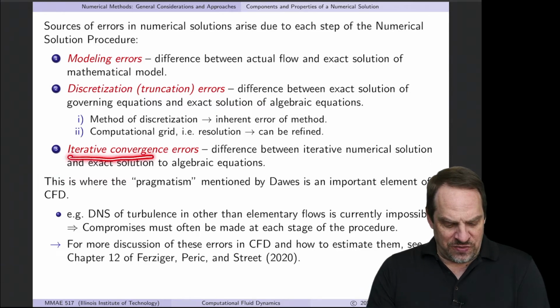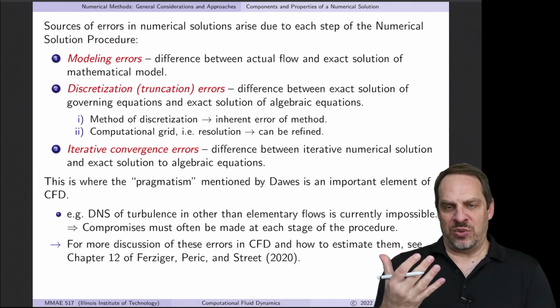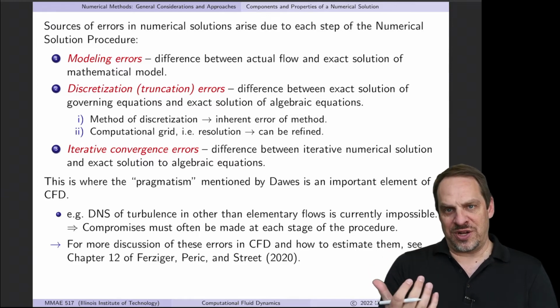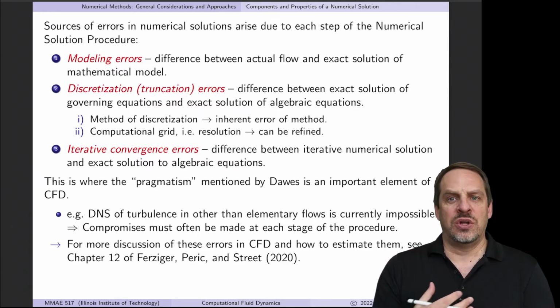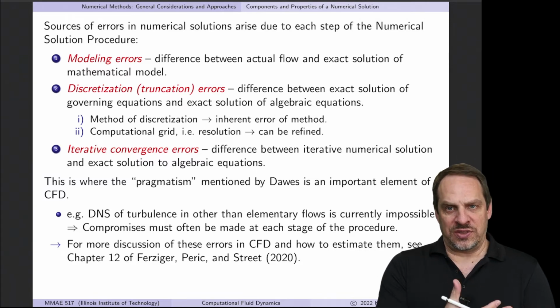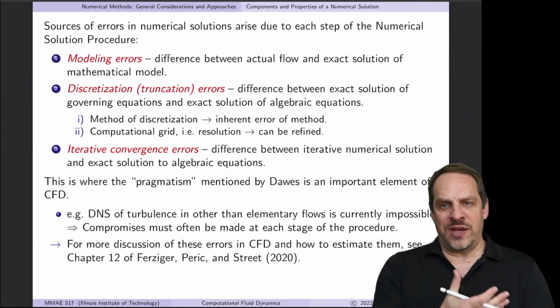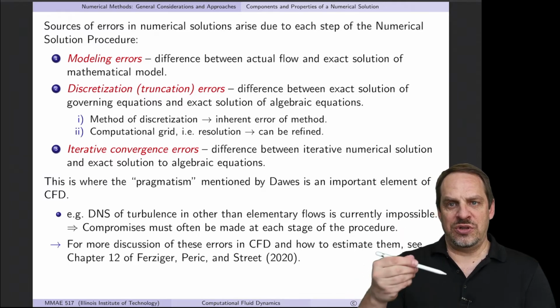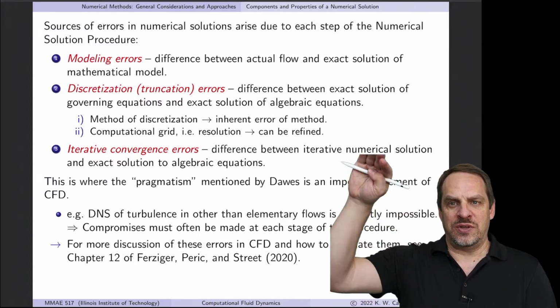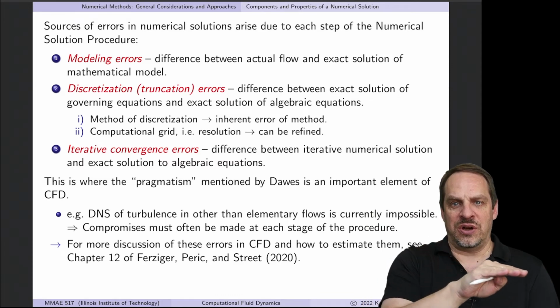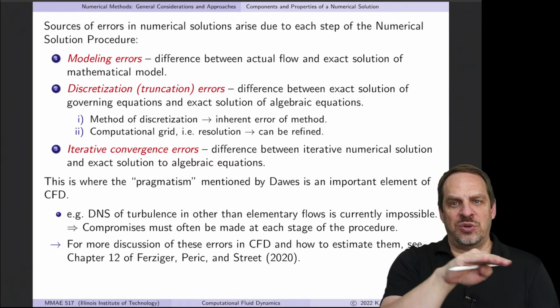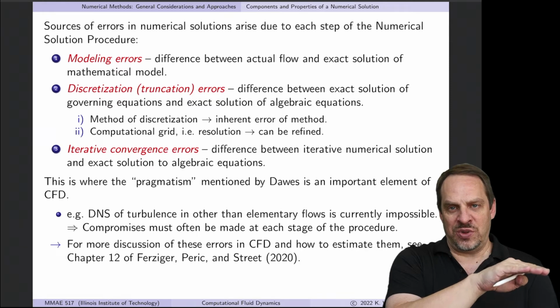Now the iterative convergence errors, again, depend on how we solve the system of equations. Do we use a direct method, in which case there's no iteration and there's no iterative convergence errors? Or did we use an iterative method, in which case there are? The reason you would have iterative convergence errors is that as you do the iteration over and over again, the error is going to come down, come down, come down. Eventually it's going to start leveling off. And at some point you'll decide it's not worth continuing the iteration anymore.